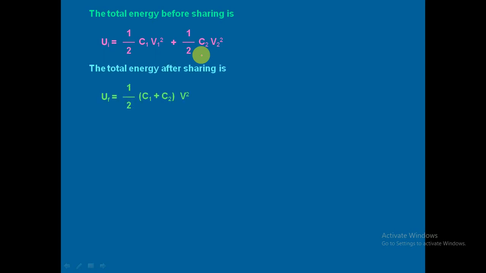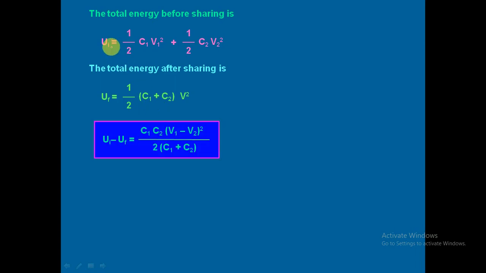Now we can write down the energies before and after sharing of the charges. Before sharing, the energy is half C1 V1 square plus half C2 V2 square, because the potentials are different. After sharing, the potential becomes the same, so the total energy is half C1 V square plus half C2 V square, or simply half (C1 plus C2) V square.